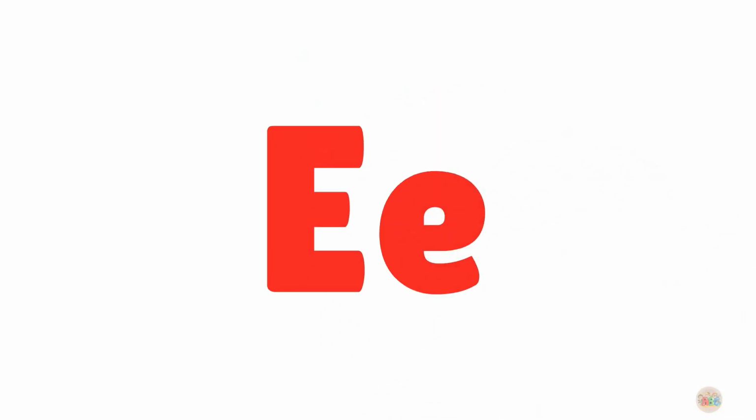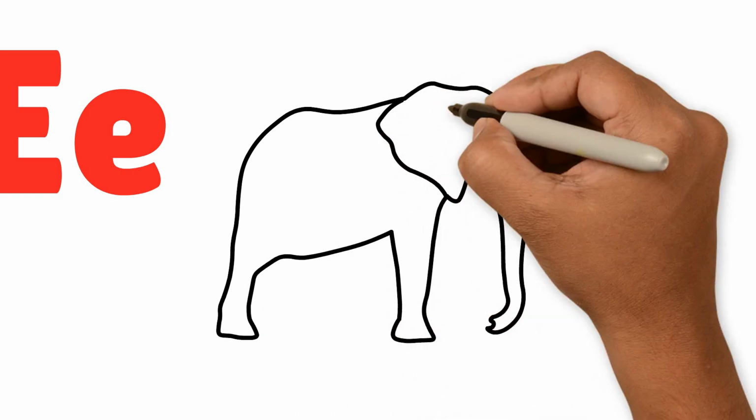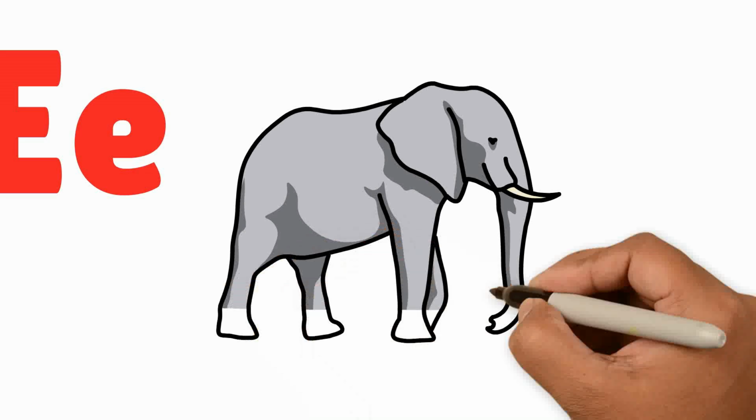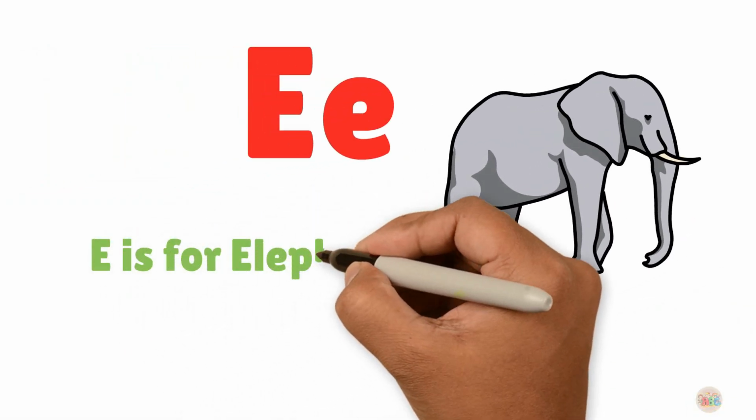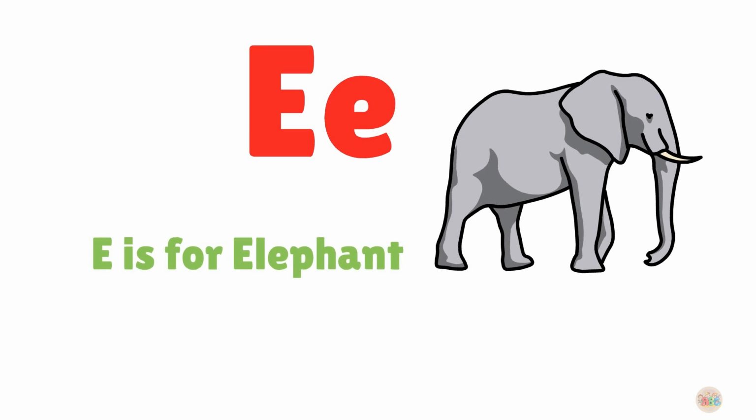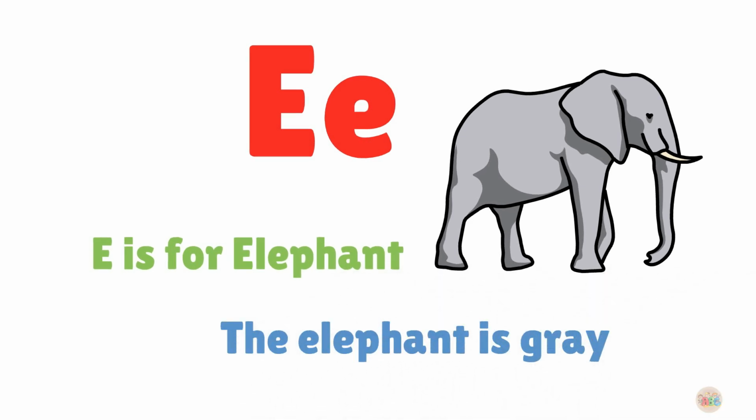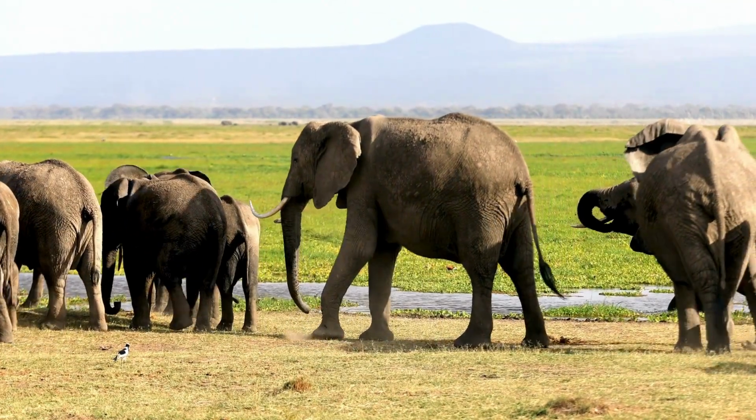Say with me. E. E is for elephant. Again say with me. E is for elephant. The elephant is gray. Now it's your turn.